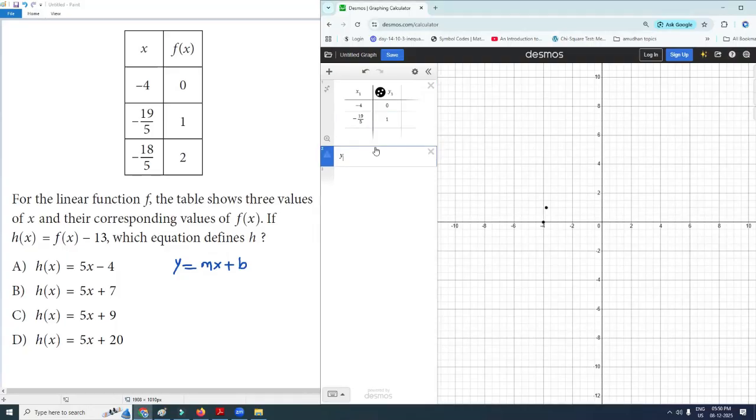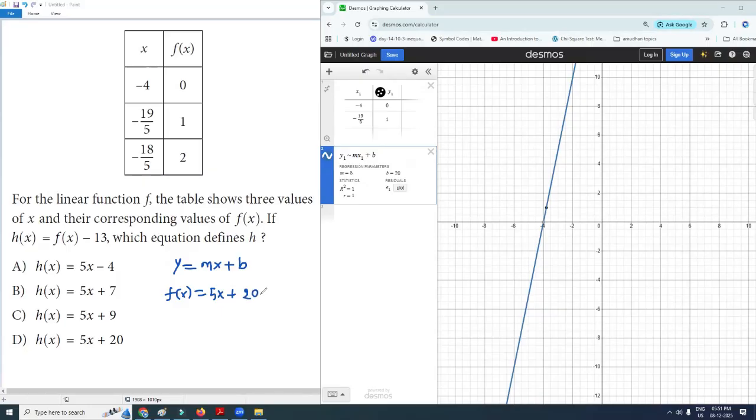That is, for y, I have to take y1. And for equals, I have to take tilde. Then m times x1 plus b. Here I got the values of the two unknown constants m and b: m equals 5 and b equals 20. Now we can replace this y by f of x. Then we have f of x equals, for m we can plug in 5, then we have 5x plus, for b we can plug in 20. Now the function f of x is completely known.